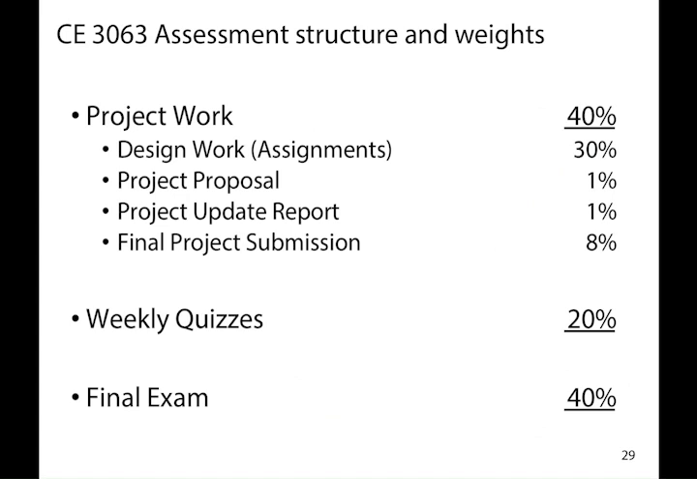In this class, there is no midterm, because I don't like midterms. I don't want to have to grade them. They're a poor metric for student retention and learning in a course.